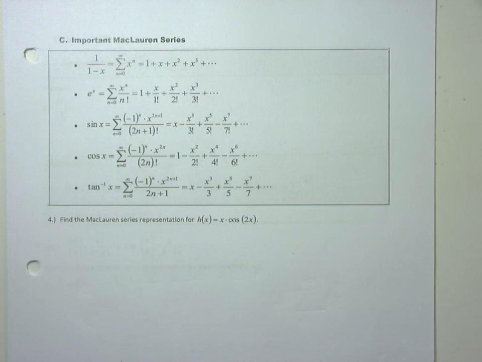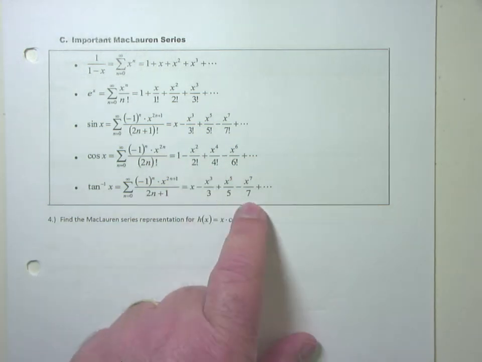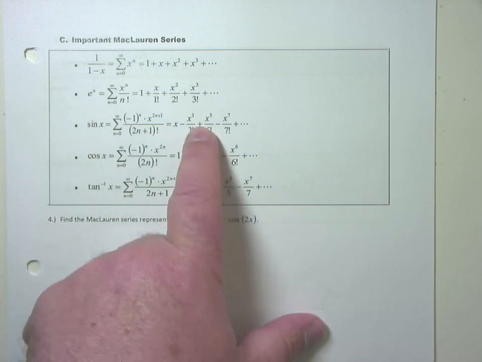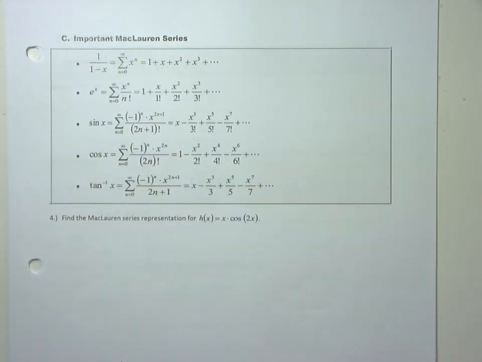And you look at tangent inverse. How am I going to memorize that? Look at the difference between the tangent inverse of x and the sine of x. It's the same series except for one thing. They're both odd, but what's missing is the factorials on the bottom. Does that make sense? So if you have sine memorized, you have tangent inverse memorized. Just drop the factorial. The goal is then to manipulate these guys.